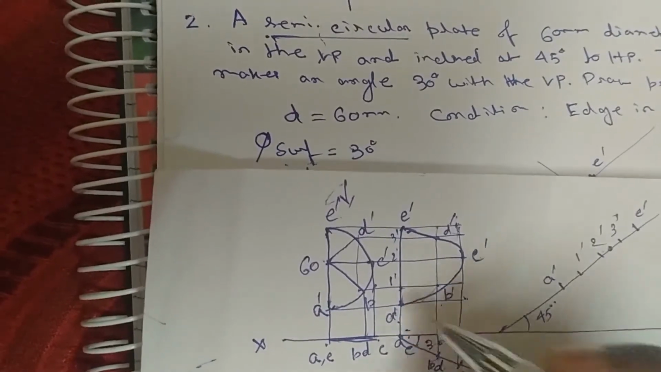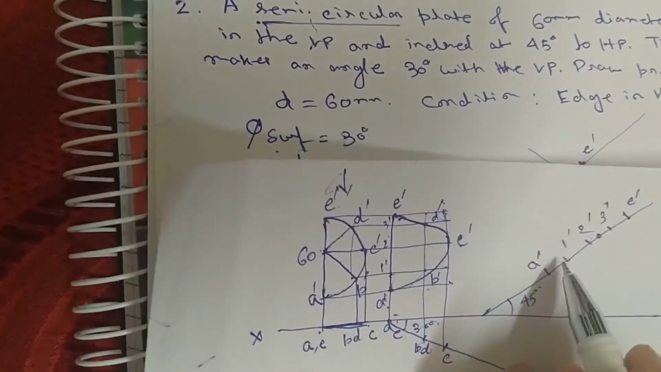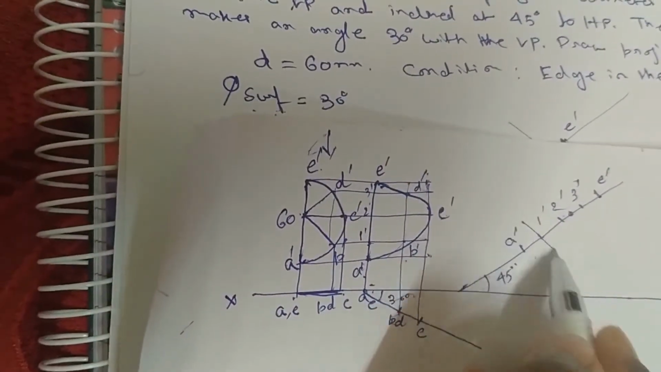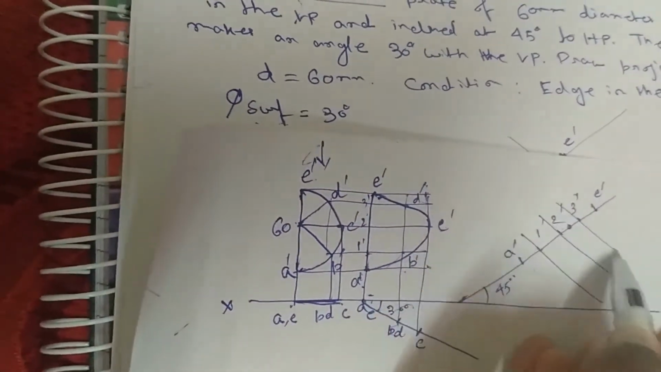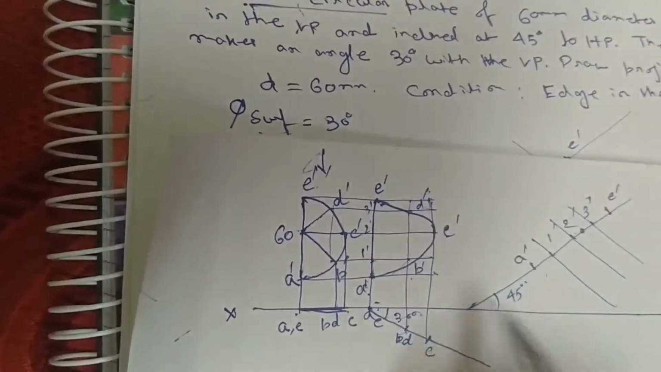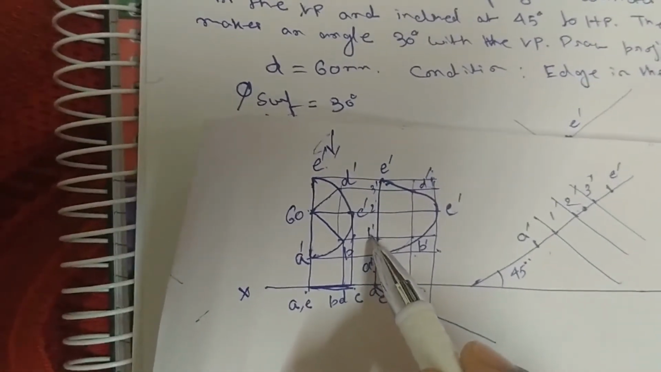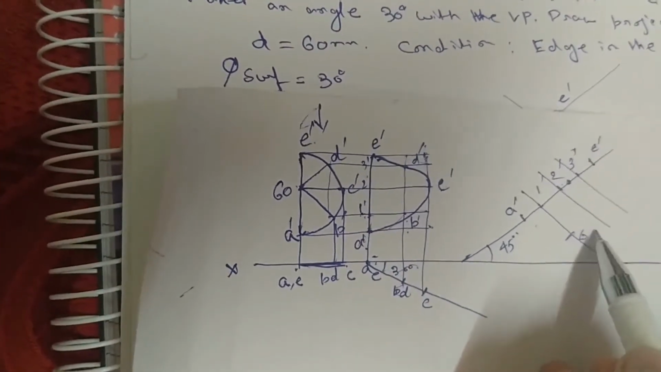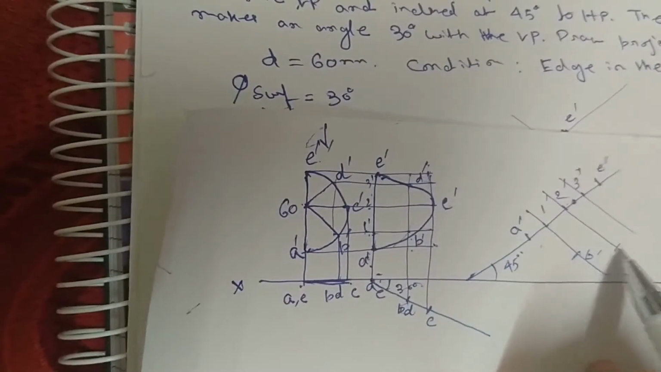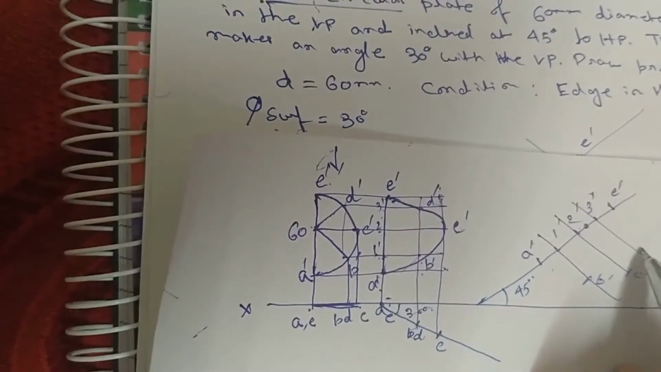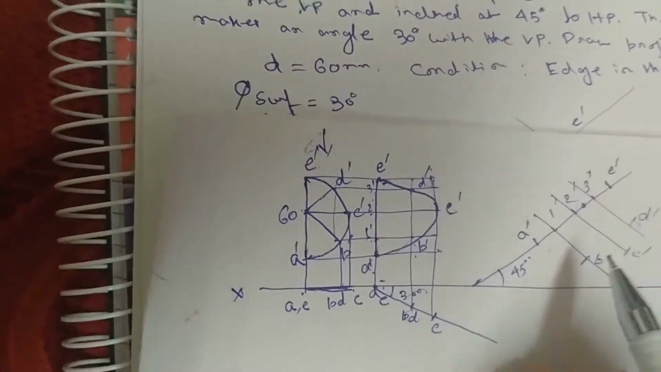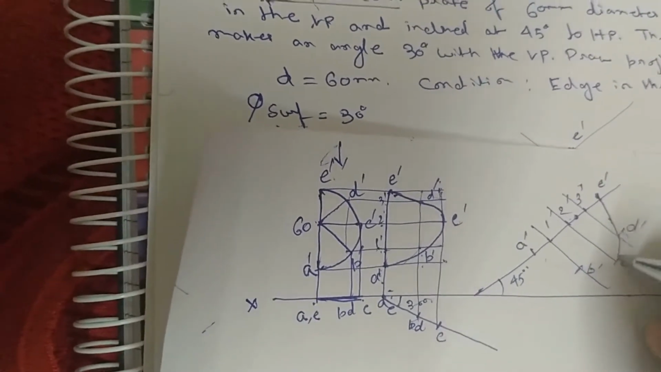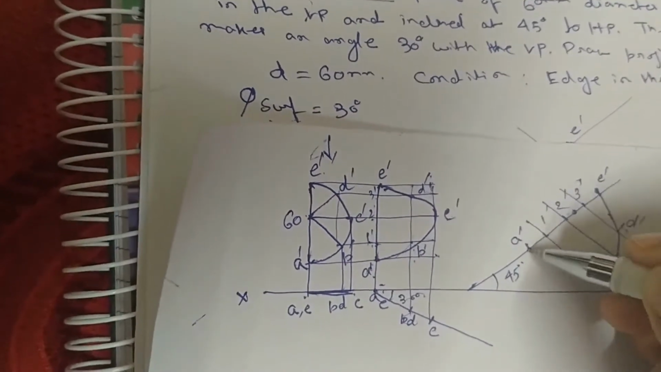After getting this 3 point with the help of your divider, just place your set square over here and make 90 degree like that. And after that, just cut this 1 dash B dash point, 2 dash C dash point, 3 dash D dash point, and you will get all these 3 points and just join the point.